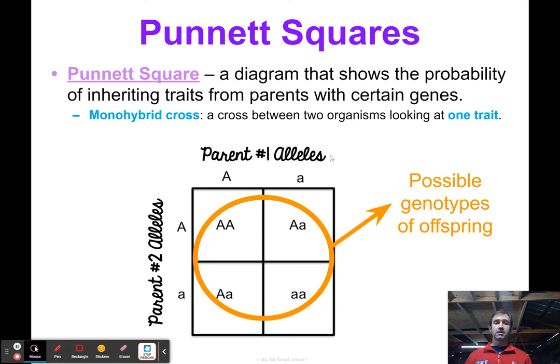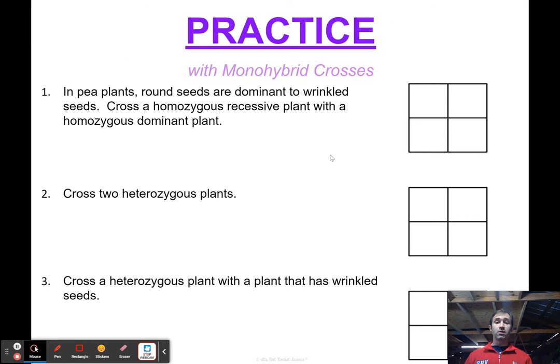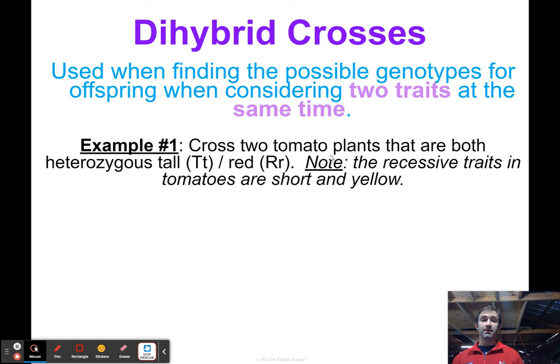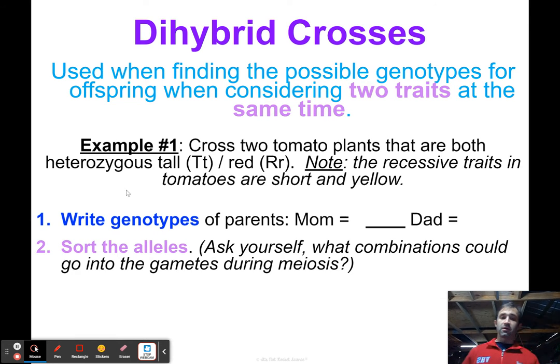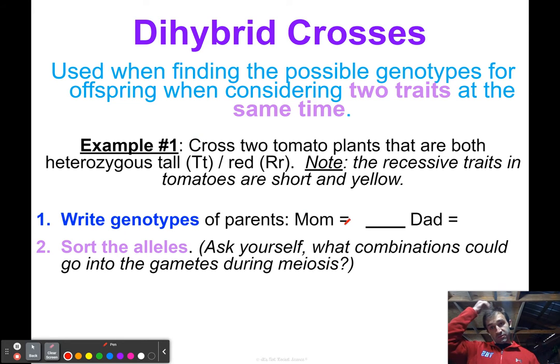All right. One trait. Well, if we want to look at two traits at the same time, like pea color and pea shape, so green or yellow and round or wrinkled at the same time, we can do it with what we call a dihybrid cross. So this is a dihybrid cross. Let's read it. Dihybrid crosses are used when finding the possible genotypes for offspring when considering two traits at the same time. So example one. It says cross two tomato plants that are both heterozygous.